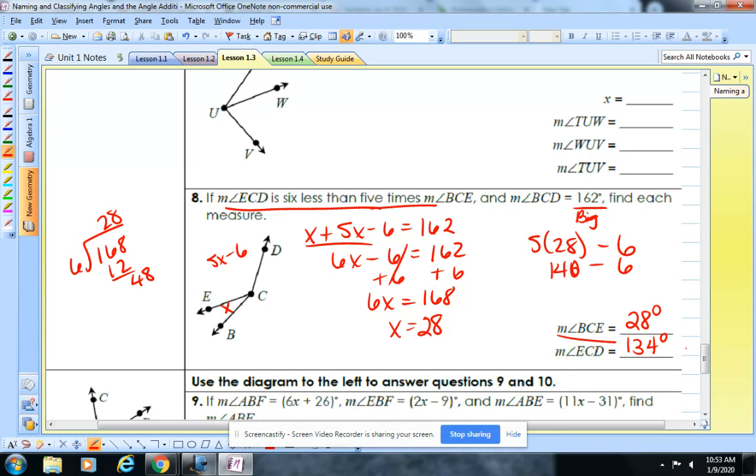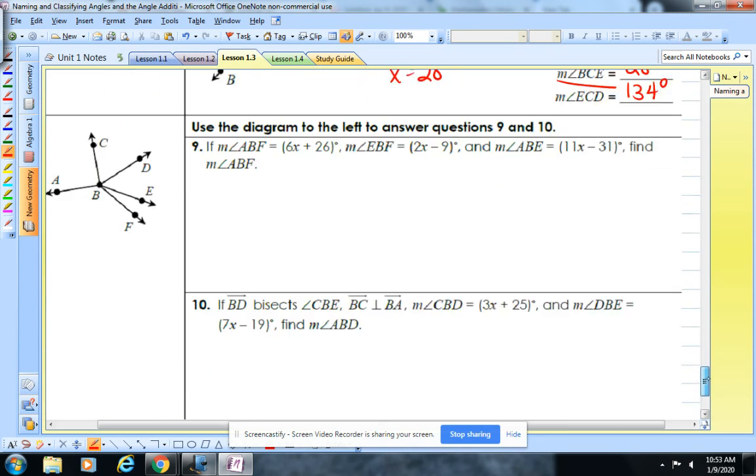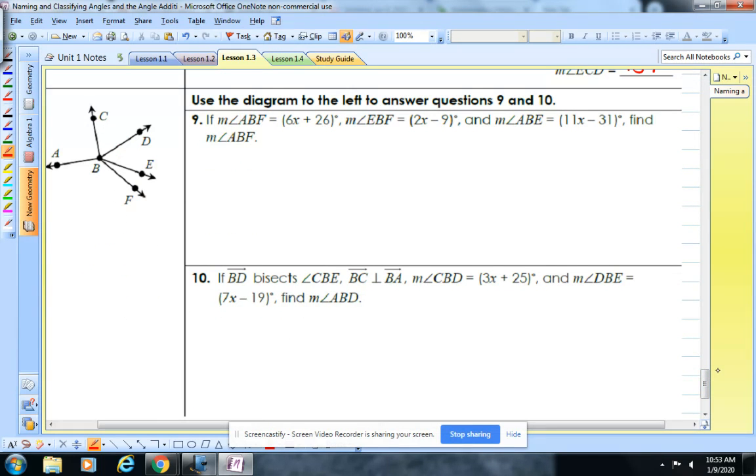Okay. Let's do 9 and 10. All right, so 9 and 10 both have to do with this picture over here, right? And there's a lot of angles going on in that picture, right? So far, the ones we have seen just had like two little angles that make one big angle. We got lots of little angles and lots of big angles in this one. Okay, so labeling is going to be important.